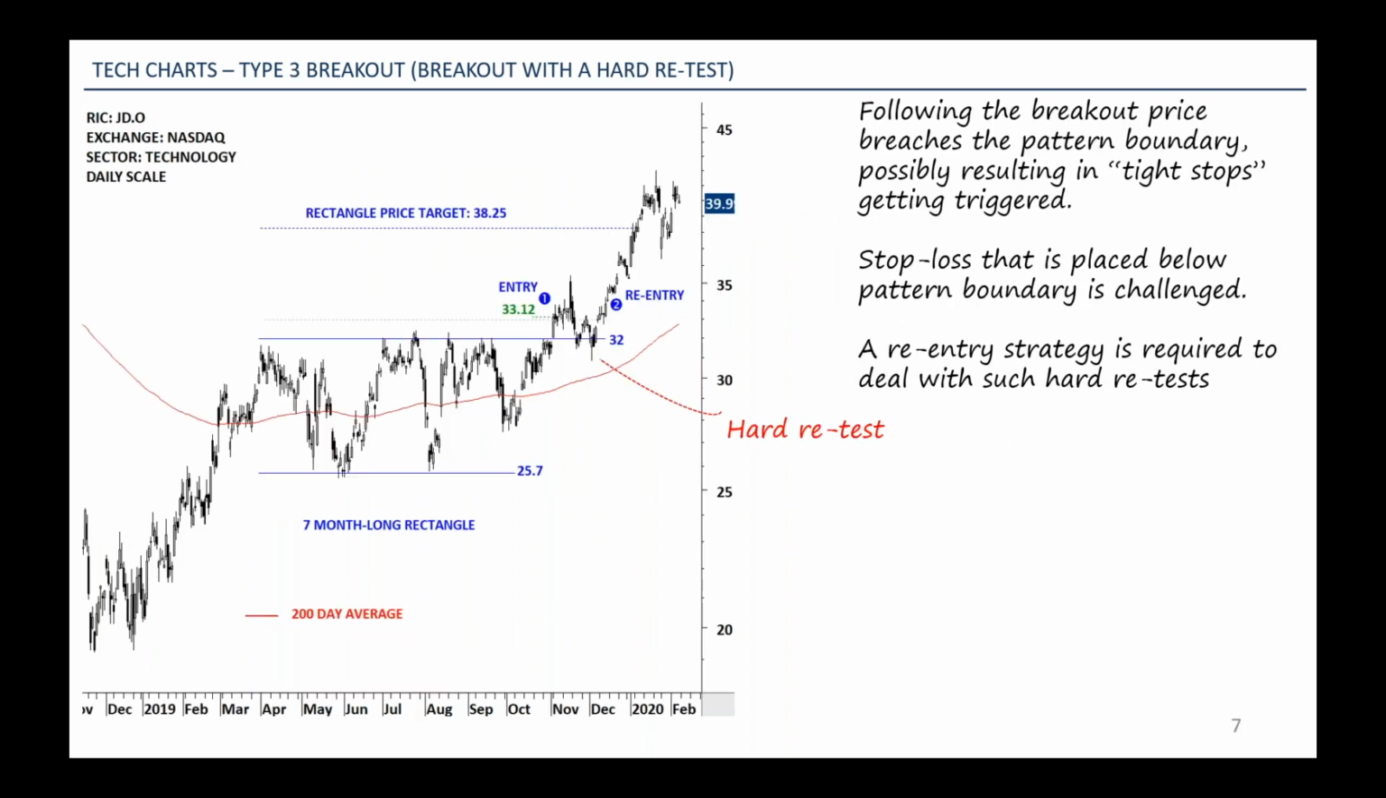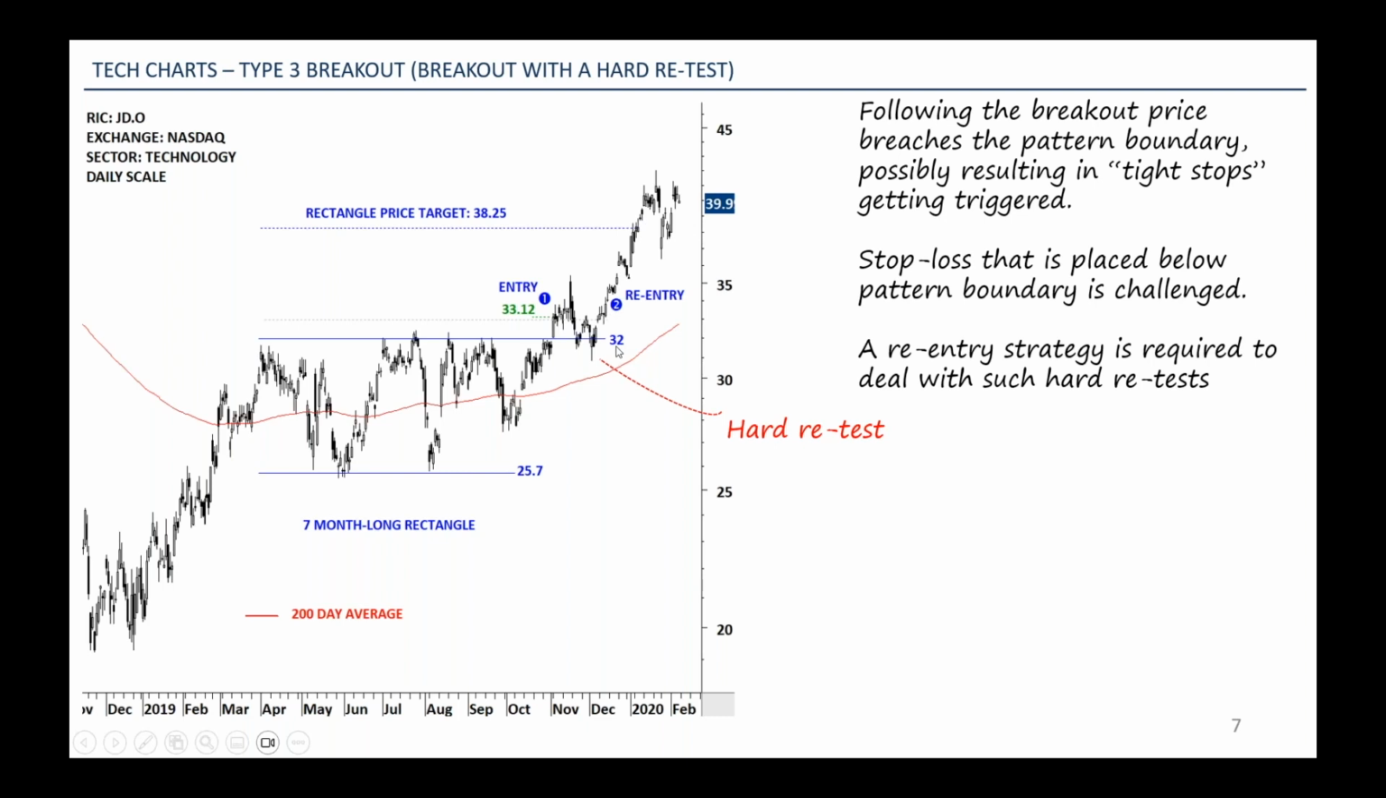Type 3 breakout can be a little bit harsher in terms of pullback, so it can dip below the pattern boundary without reaching the chart pattern negation level, the minor low inside the pattern that's been analyzed, and then the stock recovers and gains momentum again to trend to the price target. These are type 3 breakouts.